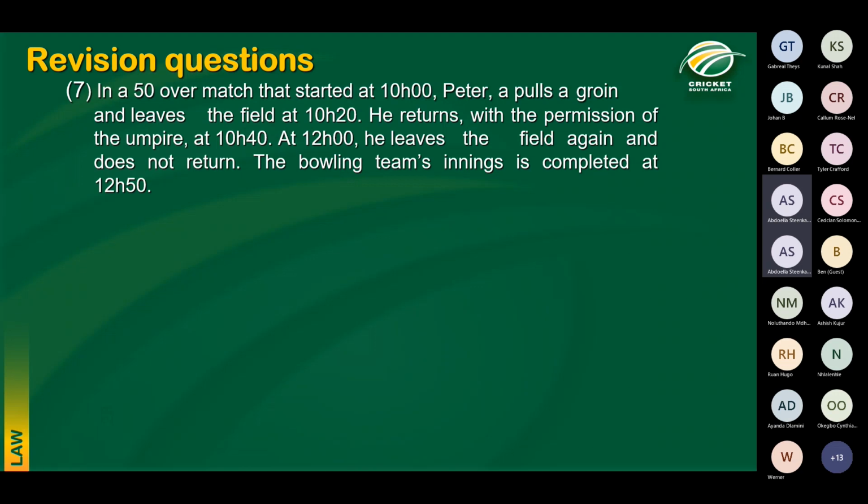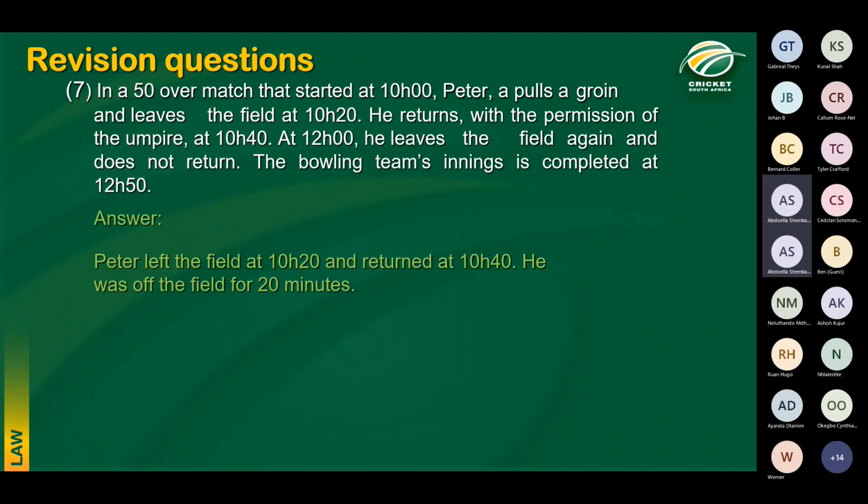Peter pulls a groin and leaves the field at 10:20. He then returns at 10:40. So at 12 o'clock, he leaves again and does not return. The bowling team's innings is completed at 12:50. In these type of questions, you break it up into smaller pieces. So let's firstly look at the first instance when Peter left the field.